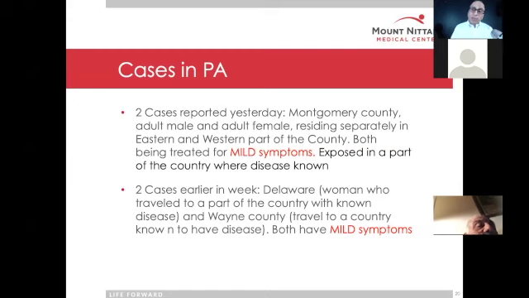The 2 cases earlier in the week, one from Delaware County, a woman who traveled to a part of the country with known disease, seemingly within the United States, and Wayne County, this is the person who traveled to a country known to have disease. I believe it was Italy. Both have mild symptoms. So of all the 4 in Pennsylvania, 3 acquired within the country, 1 acquired outside the country. All of them have mild symptoms and seem like they have cold-like symptoms and are likely to recover. So that's very important. And we'll keep coming back to that.